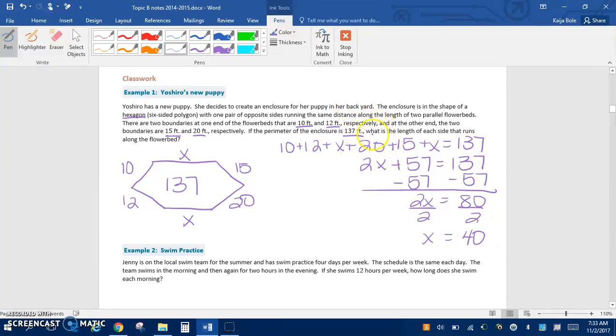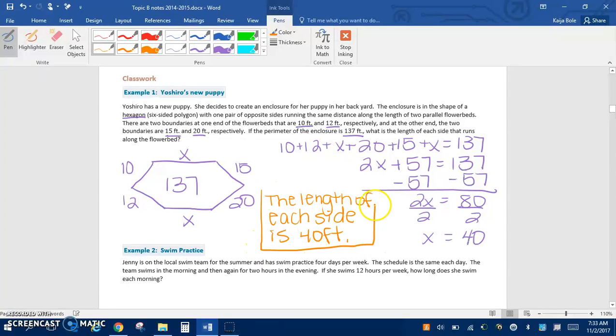So to answer the question, what is the length of each side that runs along the flower bed, we can say, put it in a different color, the length of each side is 40, and it's feet based off of what they told us. So that's the answer.